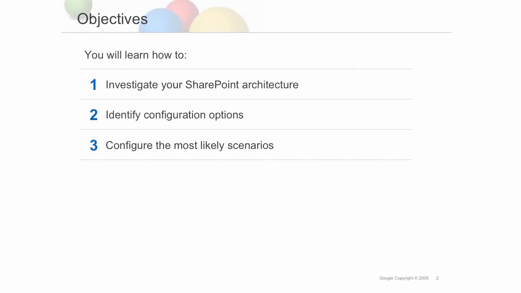In this module, you will learn how to investigate your SharePoint architecture for content and security, identify configuration options, and configure the most likely scenarios. To configure the connector, you'll need to identify the following: how much content to crawl, how many connectors and connector instances to deploy, and which authentication and authorization methods to use.